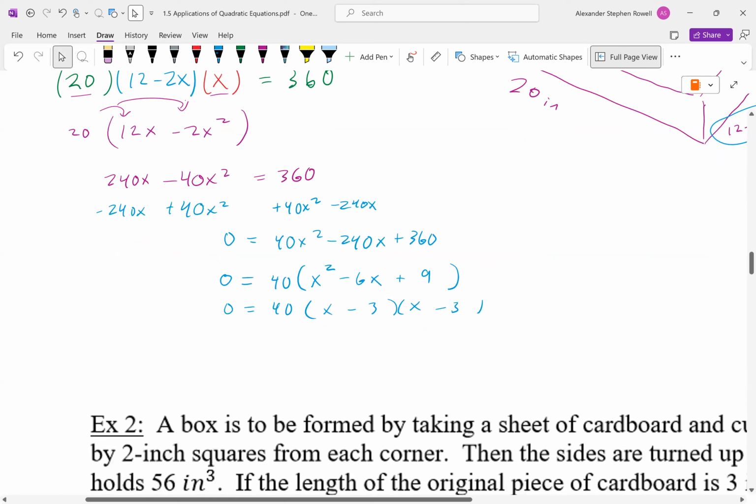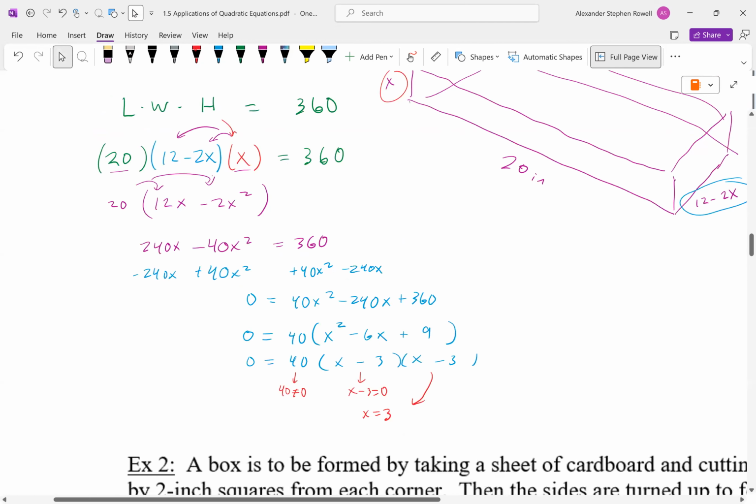So I have a product of 3 things that equal 0. Logically, we conclude what? One of them must be 0. Is 40 0? No. That one's obvious, right? When is x minus 3 equal 0? When x is 3. And same thing for this one, right? So x equals 3 is our answer.